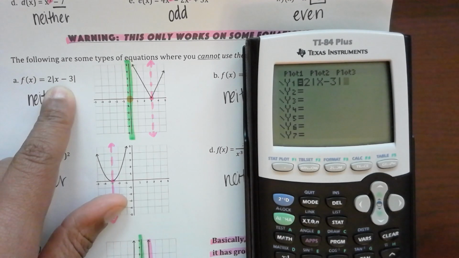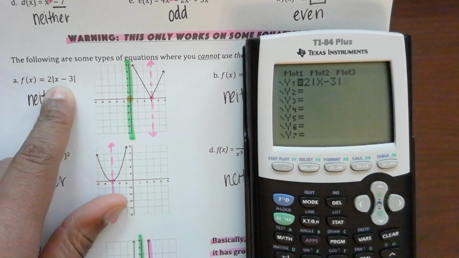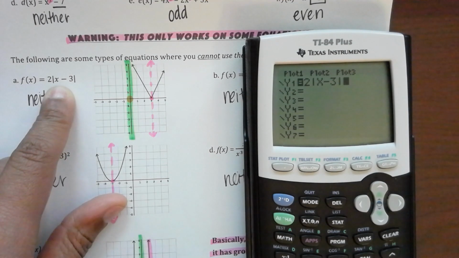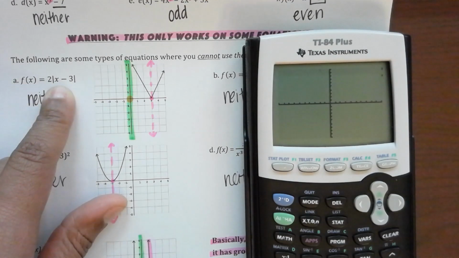2. Math. Right arrow. 1. X is underneath mode. Minus 3. Right arrow. Please stay with the class. Does yours look like this? Yes. From there, you're going to click graph, which is the leftmost gray button.